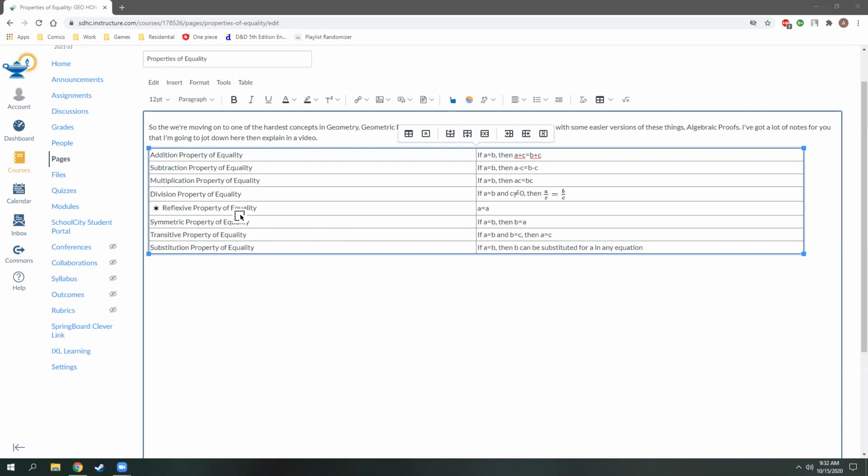So let's look right here. I put a star next to reflexive property because it is the most forgotten thing in geometry. So many students forget about the reflexive property.